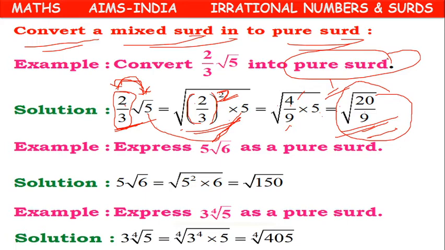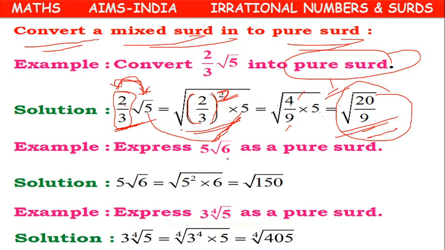So whatever outside multiple is there, we have to take it into the root. If it goes into the square root, it will get squared. If it goes into the cube root, it will become a cube. If it goes into the fourth root, for that power 4 will come.